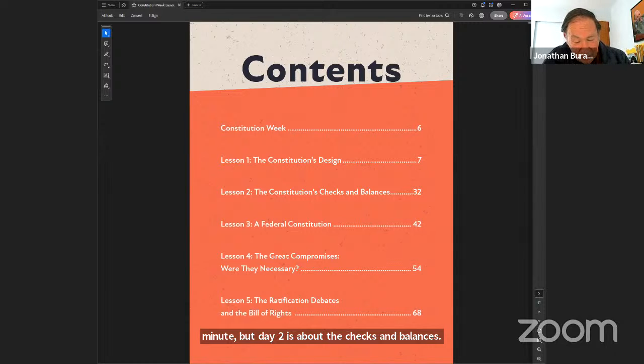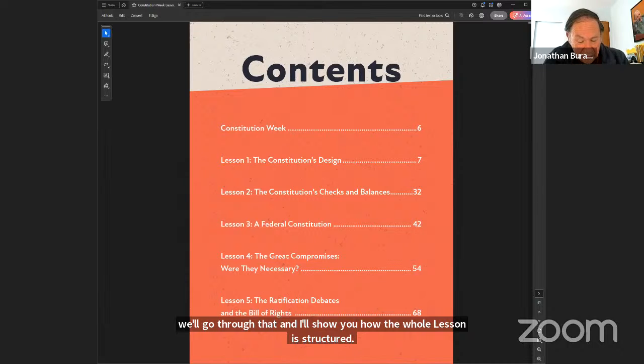emphasizing that while they're separate, the branches share powers with each other, and it's this that enables them to check one another. Students will read a brief essay on this, and they get a short summary of a Supreme Court case involving congressional versus executive power. The case also calls attention to the Supreme Court's power of judicial review. And the activity asks them to consider the court's decision and a dissent to that decision. In a minute, we'll go through that and I'll show you how the whole lesson is structured.